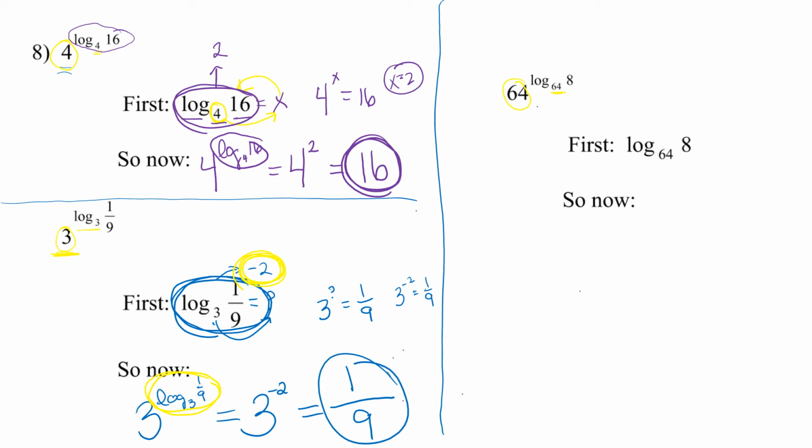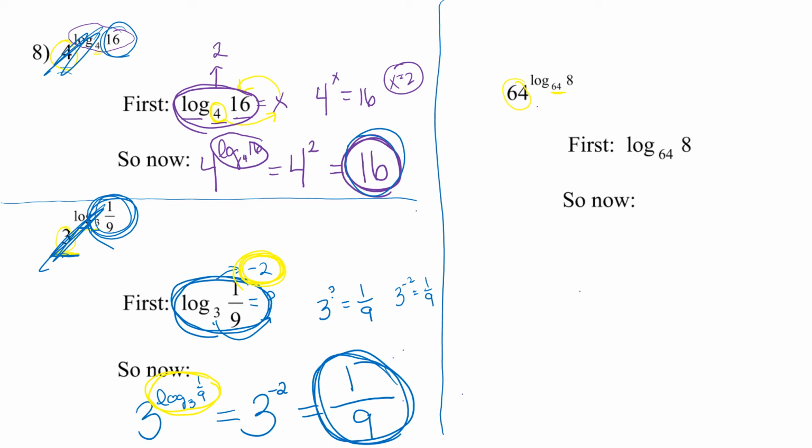Interesting. The answer here was 1/9. The answer here was 16. What's the pattern? If you are thinking that when you have a number raised to a log with a base of the same number, these cancel out and you're left with just what it is. Check it out. These cancel out and you're left with 16. Let's do a 64 to the log base 64 of 8.